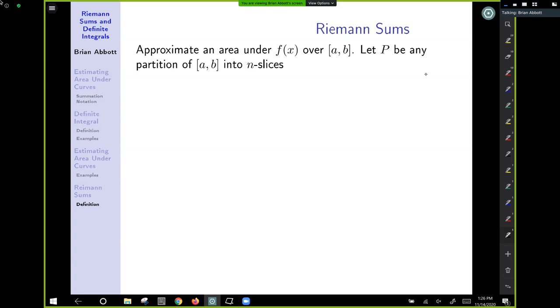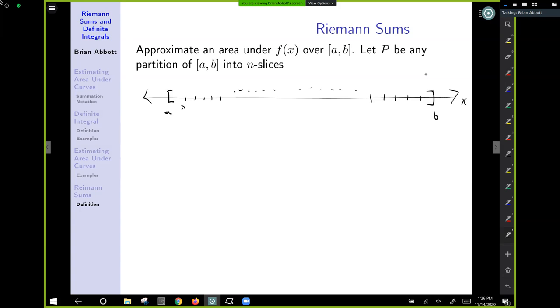Well, here's where we get into Riemann sums and taking more and more bigger partitions. So approximate an area under f of x over [a, b], and let P be any partition of [a, b] into n slices. Okay, so what's that look like? We start with an x-axis here, our input axis, and we go from a to b, and P is any partition. So you know what? We make a few slices, and then we just say keep slicing, and then keep slicing, and then we start making a few slices all of the same size as we get closer to our n.